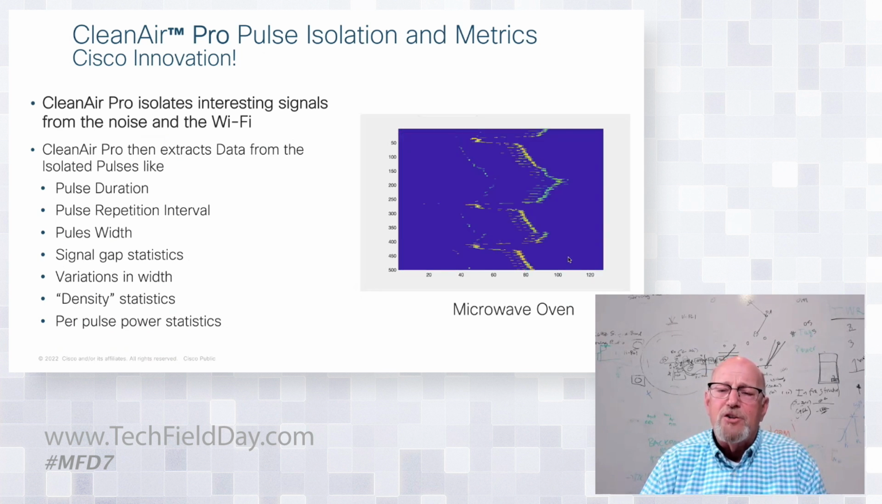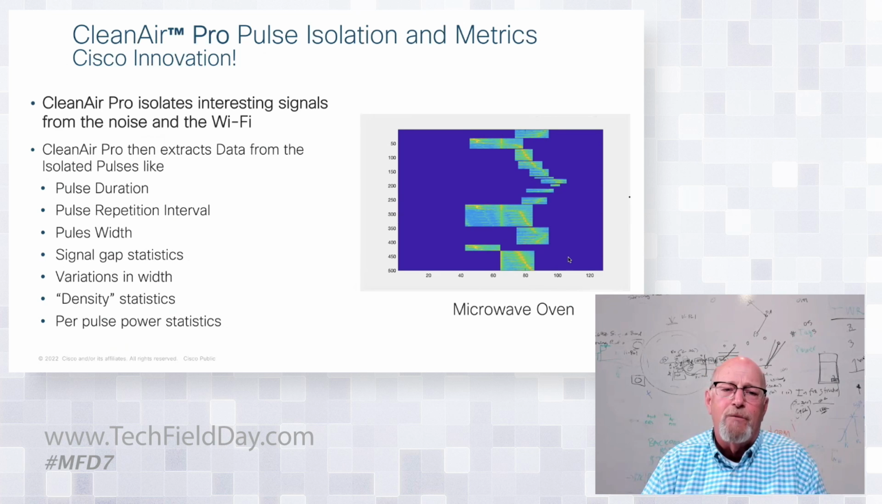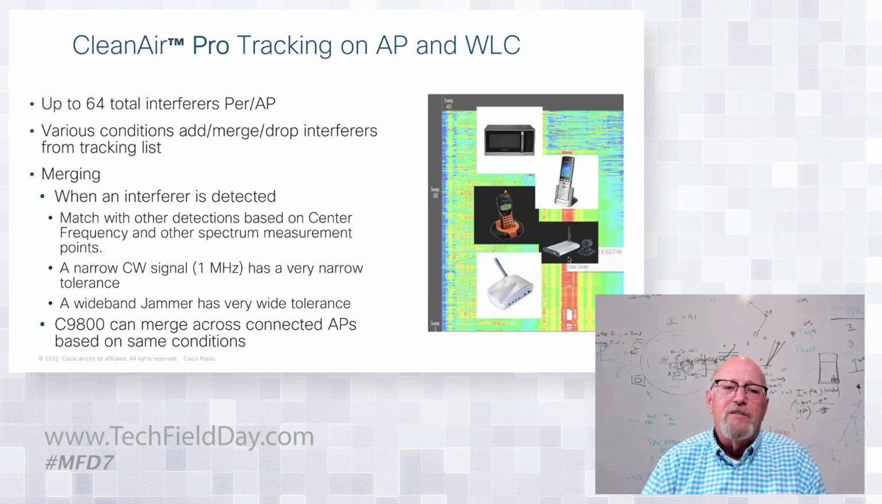And where our innovation really comes in is how we manipulate that signal and how we isolate that signal in the middle of Wi-Fi. This is something we've always been able to do and we can still do. And that lets us drive some very, very stringent RF metrics. And that lets us do a lot. So up to 64 total interferers per AP right now.